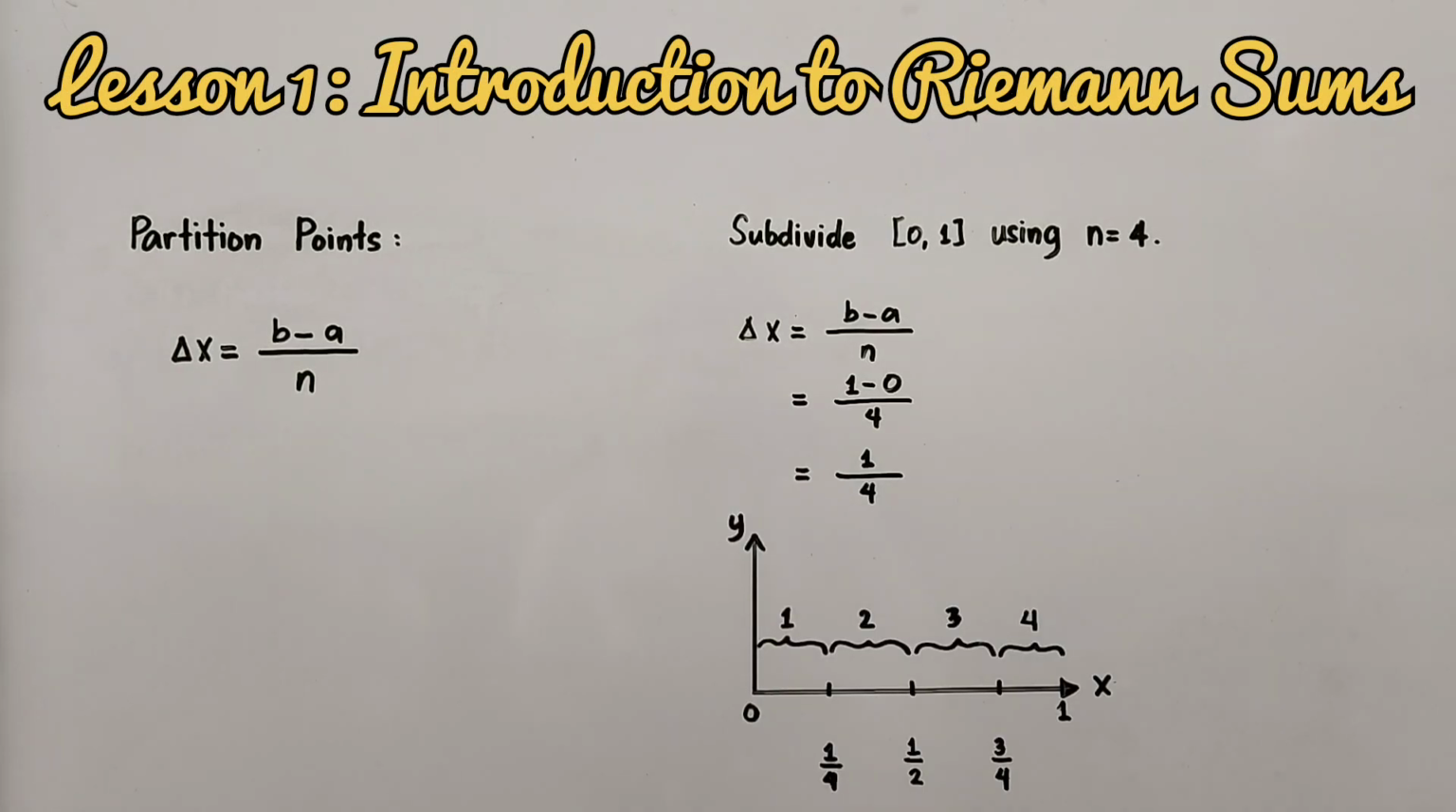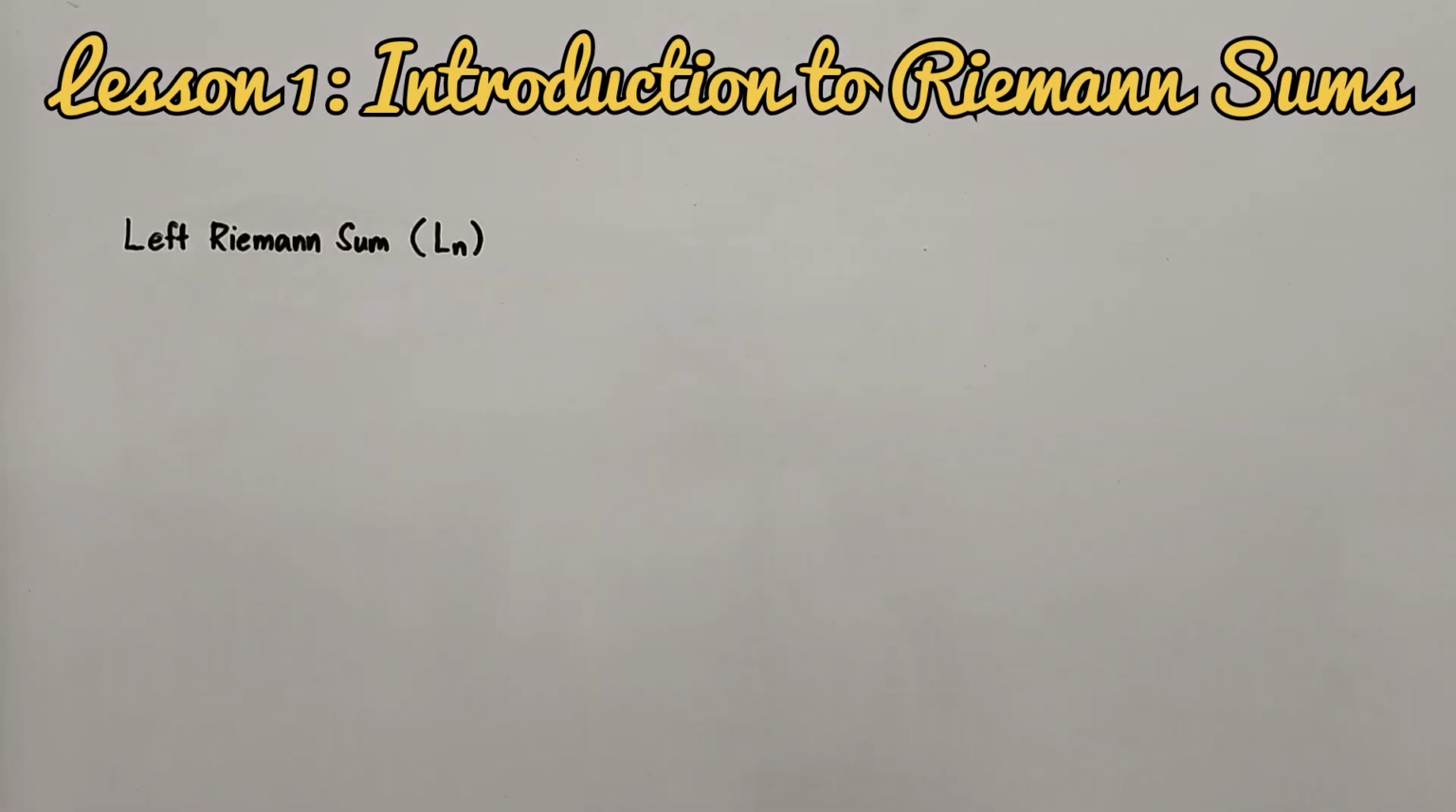Based on this illustration, the first subdivision is from 0 to 1/4. The second subdivision is from 1/4 to 2/4, or 1/2. The third subdivision is from 1/2, or 2/4, to 3/4, and the last subdivision is from 3/4 to 1. So this is how to divide the closed interval using a certain value of n. There are 3 common notions for Riemann sum: the left, the right, and the midpoint Riemann sum.